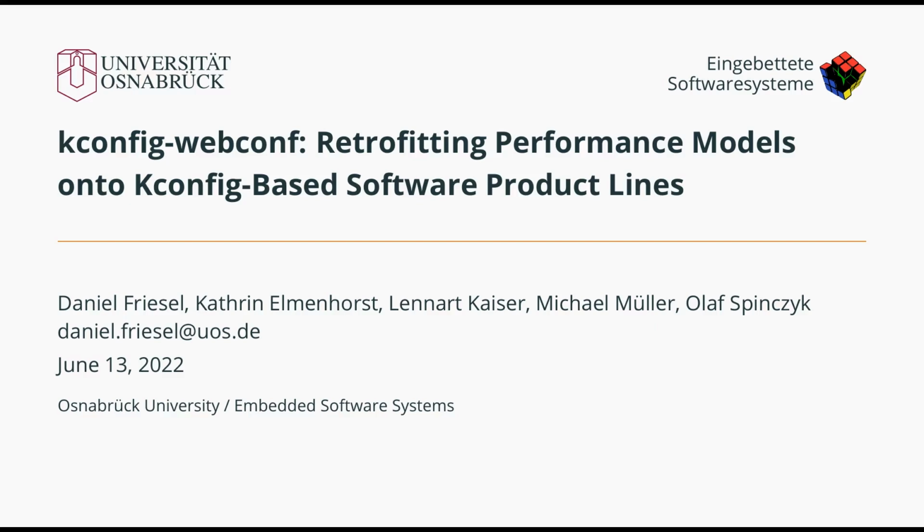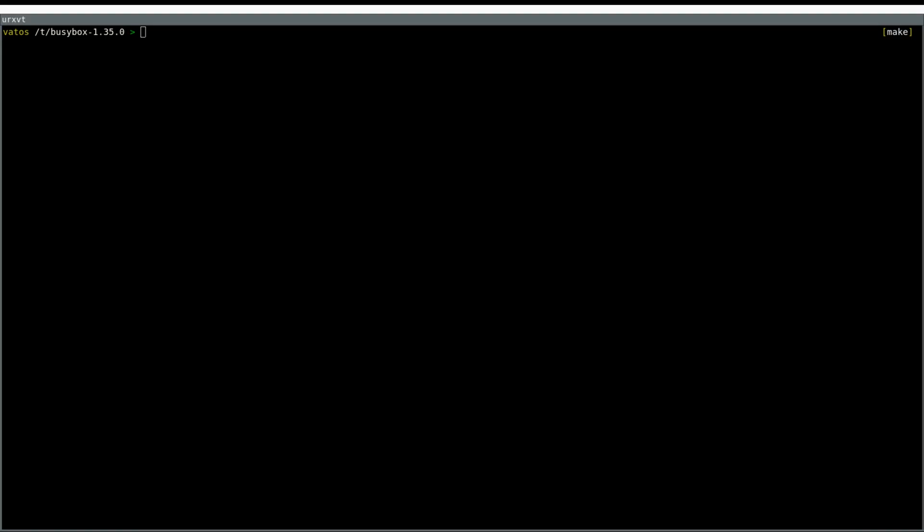Kconfig-Webconf is a performance-aware configuration frontend for Kconfig-based software product lines. Just like regular Kconfig frontends, it can be used to configure products such as the busybox multi-call binary. For instance, if the current busybox configuration is lacking the ls applet, we can use Kconfig-Webconf to enable it.